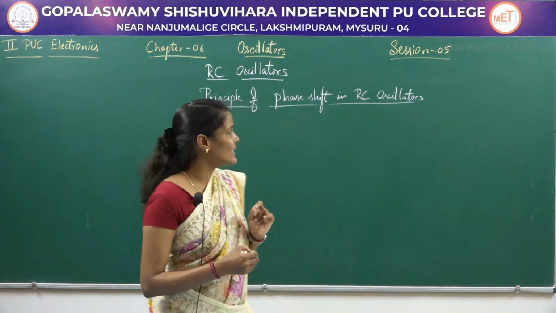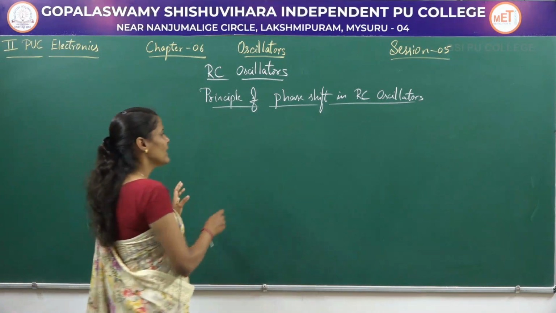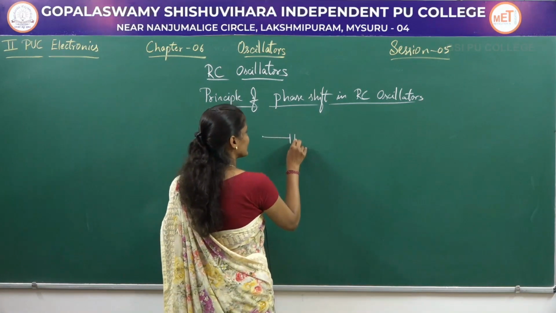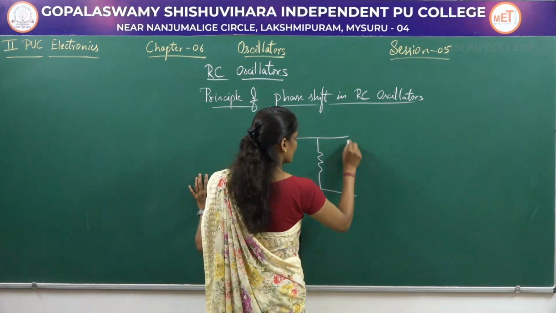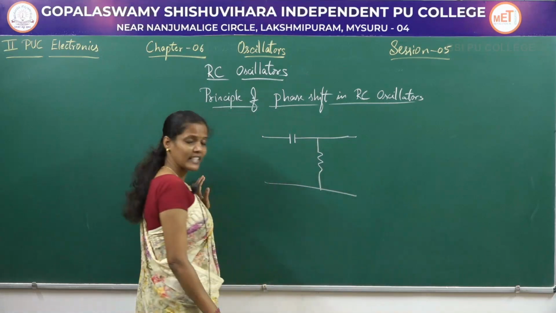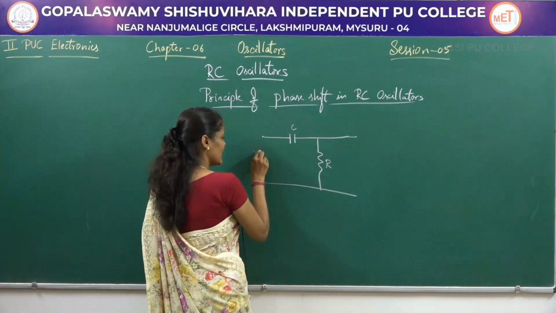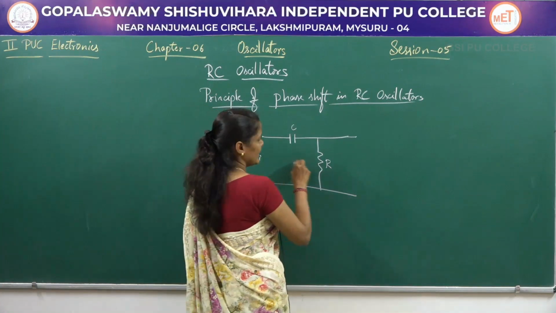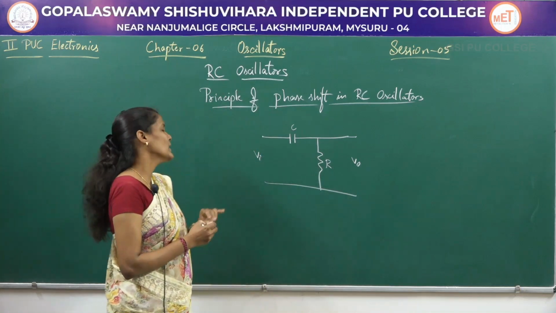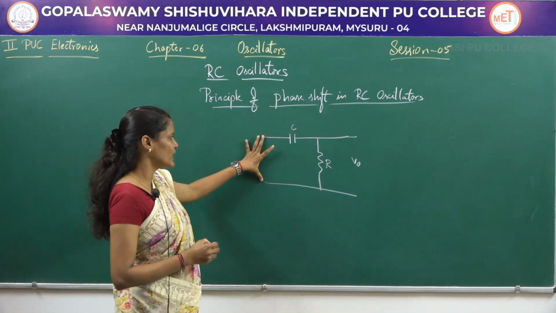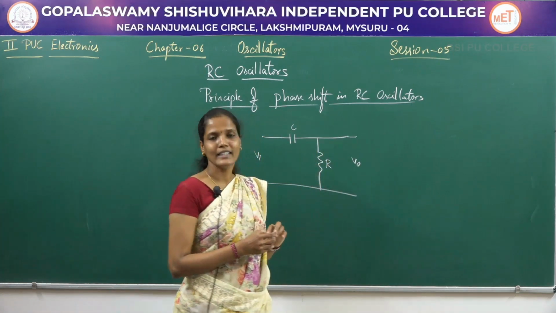So let us try to understand the principle of phase shift in RC oscillators. Here we are going to use a capacitor and a resistor which will help us generate the sustained oscillations. So this is R and this is a capacitor. Here we will be applying Vin, and across this resistor we will be taking the output, that is Vin is applied to the combination of R and C, whereas the output is taken from the resistor.